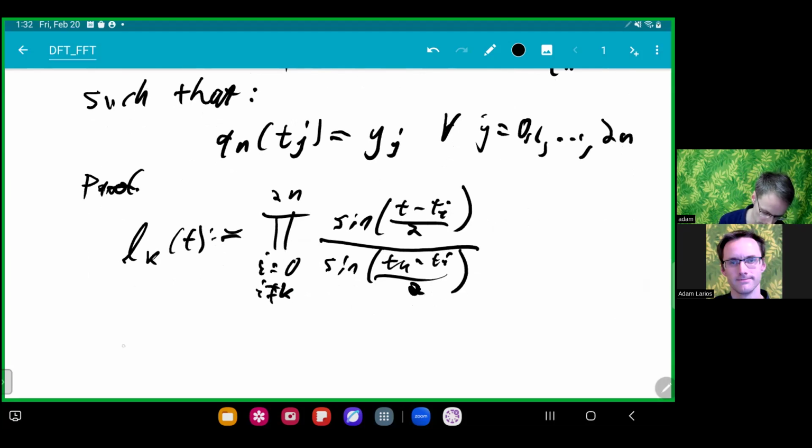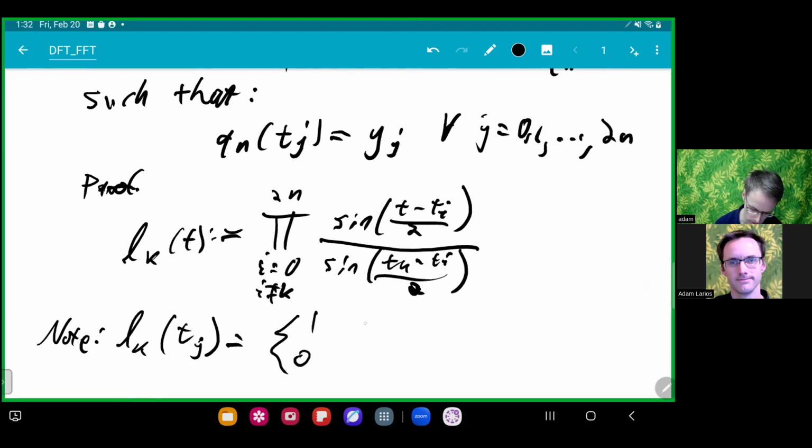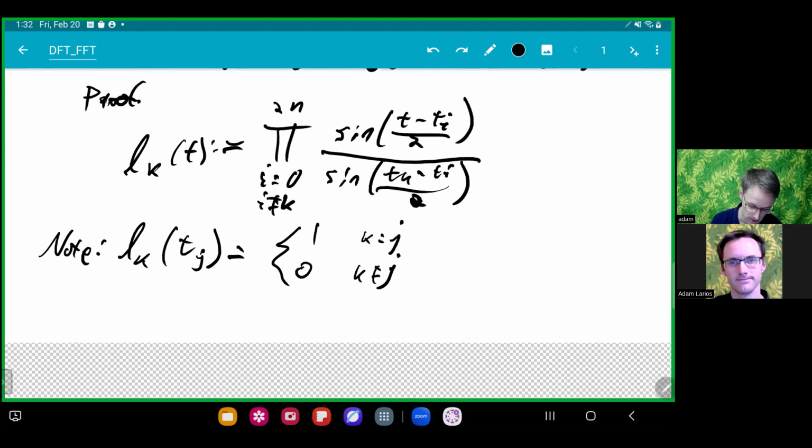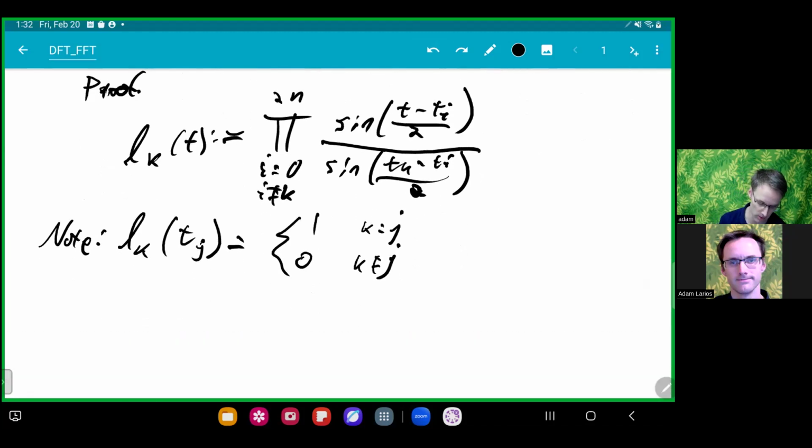And the idea is that this is a definition of these Lk functions, and we'll note that if you plug in, say, tj, you get either 1 or 0. You get a 1 if k is equal to j, and a 0 if k is not equal to j. So these are nice little functions. Notice the only variable here is showing up in the t. So these bottom things are just numbers. And we're taking a nice product of these to get a function which gives us just 1 at the point we want to interpolate and 0 otherwise. The function is not 0 everywhere, but it's 0 at the other points that we want to interpolate at.